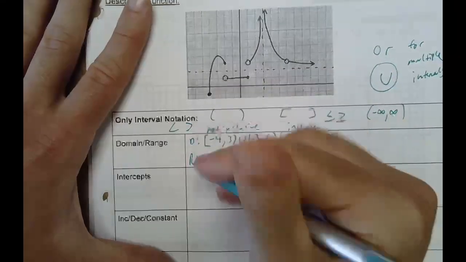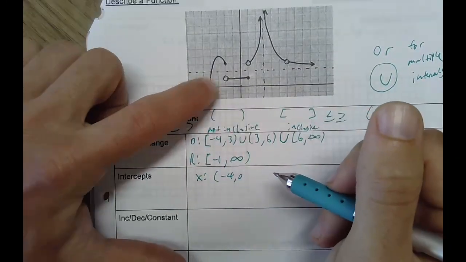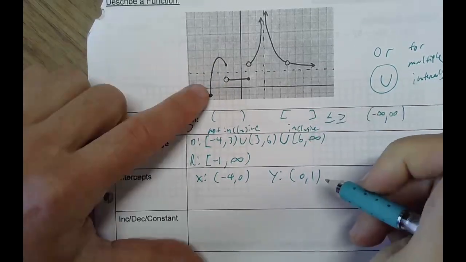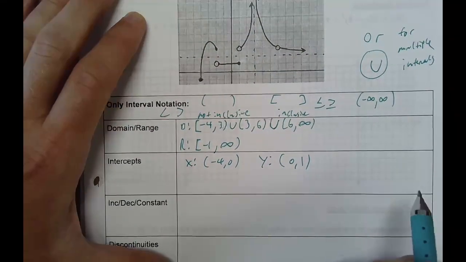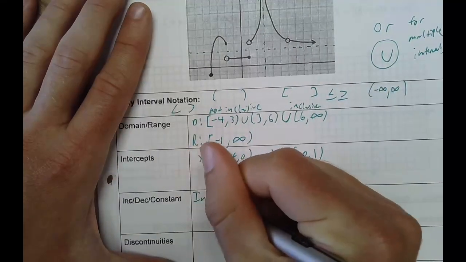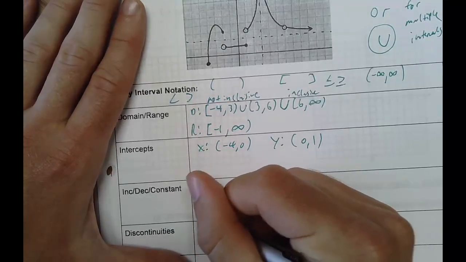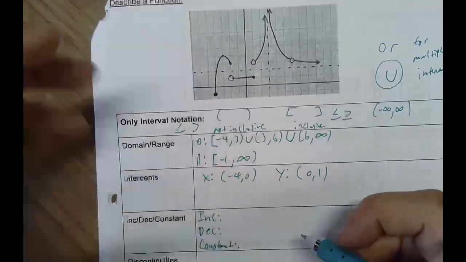Intercepts. So x-intercept is just negative 4, 0. Right, we can see that there. And then y-intercept is 0, 1. Okay. Increasing, decreasing, constant. So for these, I just use open parentheses for the intervals. I'm not going to take off points for which interval notation you use for increasing, decreasing, or constant. I just always use open.